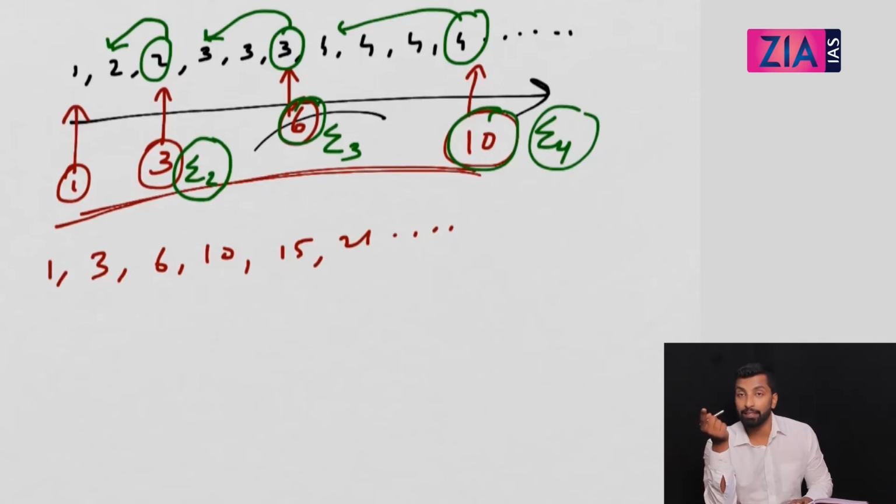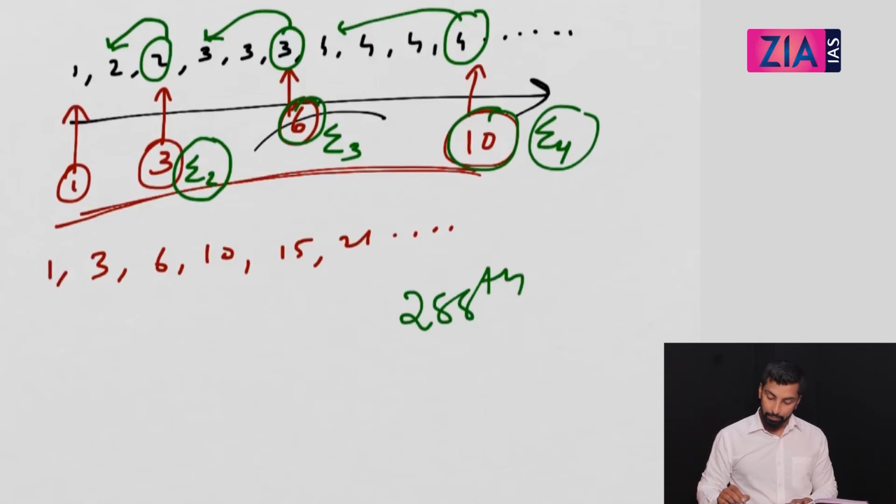So what about the 15th term? 15 is sigma 5, so it will be 5 and the previous 5 will be 5. So the 11th, 12th, 13th, 14th, 15th terms will be 5. The 16th, 17th, 18th, 19th, 20th, 21st will be 6 because sigma 6 is 21, and the previous 6 will be 6. Sigma 7 will be 28, and the previous 7 will be 7. That means the 22nd, 23rd, 24th, 25th, 26th, 27th, 28th will be 7. So what we need to find is the 288th term.